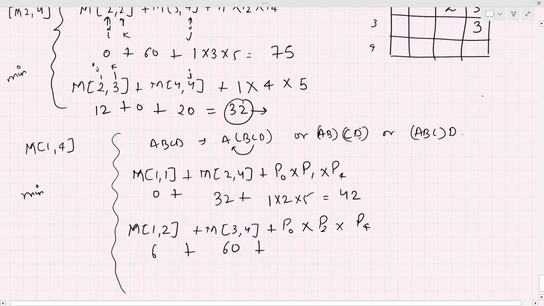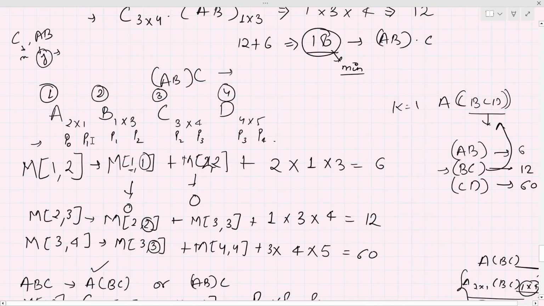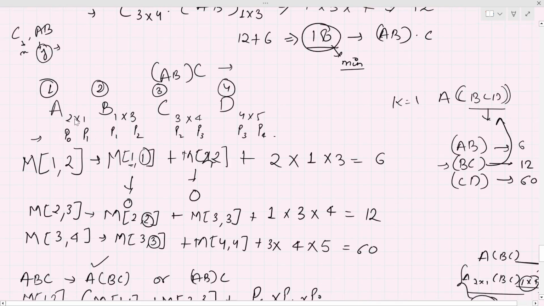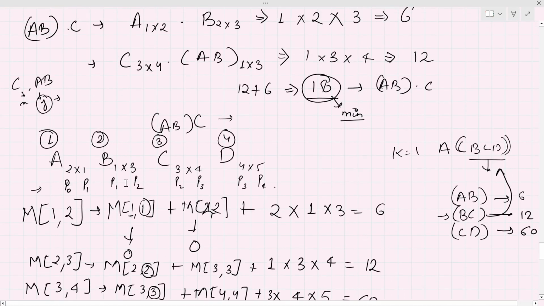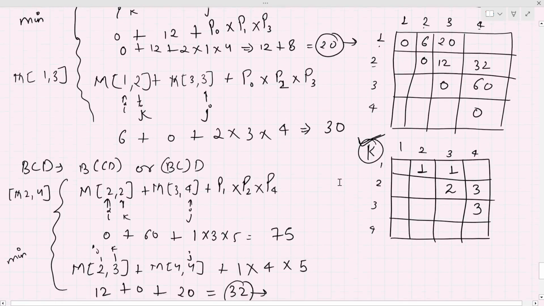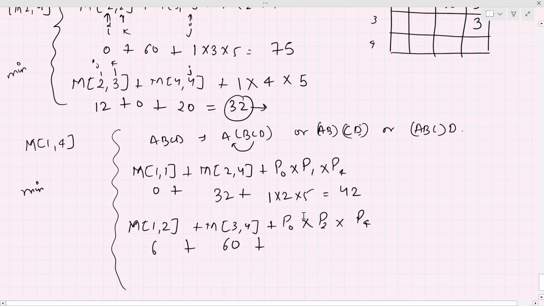What's P0, P2 and P4? P0, P2 and P4 means 2, 3 and 5. So what's the result? 5 times 3 is 15, times 2 is 30, 30, 60, 90, and 6 is 96. So you can see that it's a maximum value.